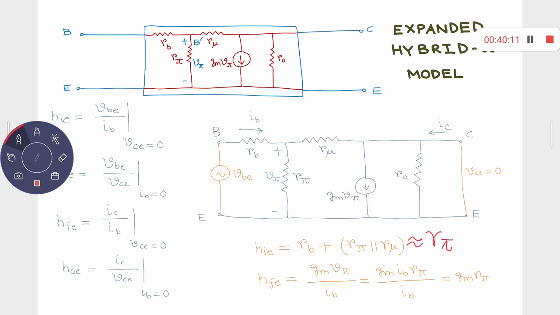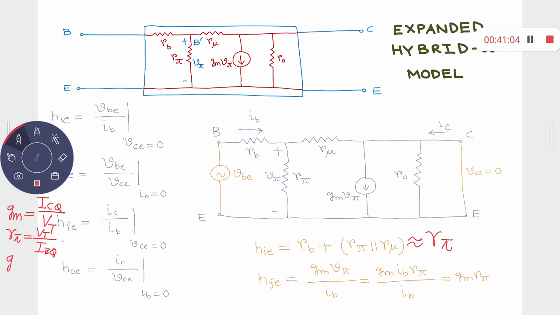GM and R pi are the pi model parameters, and HFE is an H parameter model. Previously, you have already encountered this GM and R pi. Remember the expression for GM, transconductance? We started today's discussion with that. It was given by ICQ upon VT. And R pi was VT upon IBQ.